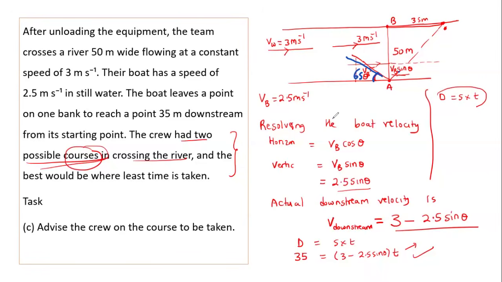Good morning, teacher. Yes, good morning. My question is, why are we using the time for AB as the same time for the 35? Now, the boat has to travel 50 meters, not so? Yes. And what is its velocity? Its velocity is going to be the 2.5 cos of theta. Yes. Sine theta. So yes, that's why we are using it.